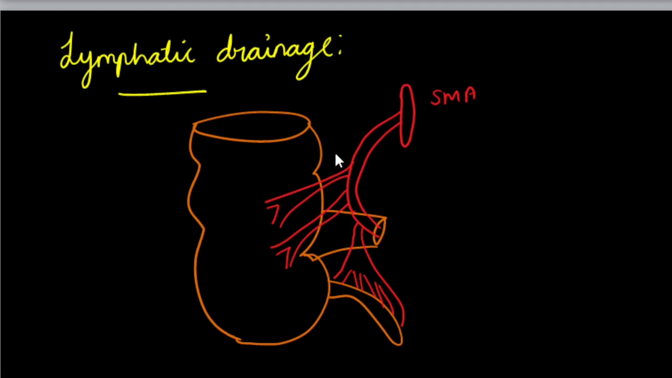And here most of the lymphatics drain directly into the iliocolic, that is, intermediate lymph nodes present over here. And these lymph nodes directly drain into the terminal lymph nodes present near the superior mesenteric artery. And some may pass indirectly into the appendicular nodes. And this is exactly the lymphatic drainage.